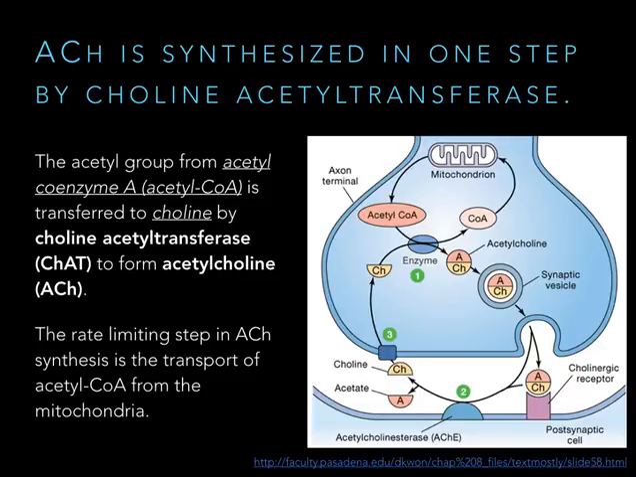Because acetyl-CoA is a part of the Krebs cycle, it has to be transported from the mitochondria, and so this action is the slowest portion. This is what determines the rate at which we can synthesize acetylcholine. Acetylcholine is going to be packaged into vesicles and then released as discussed in our last lecture.